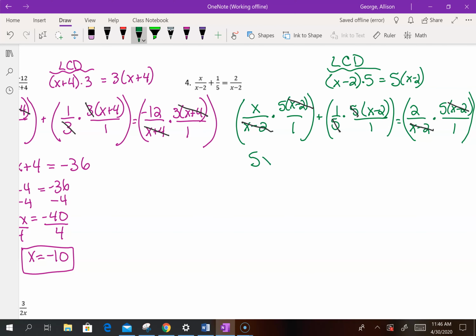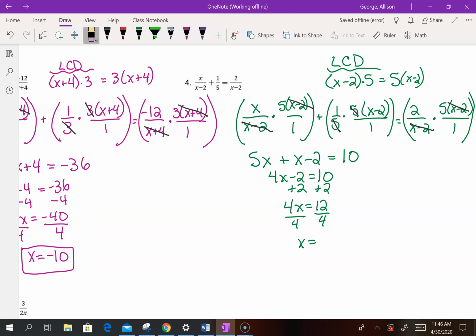So that's going to give us 5x plus x minus 2 equals 10. So condensing that down, that's going to be 4x minus 2 equals 10. I'm going to add 2 to both sides. 4x equals 12. Divide by 4. X equals 3.